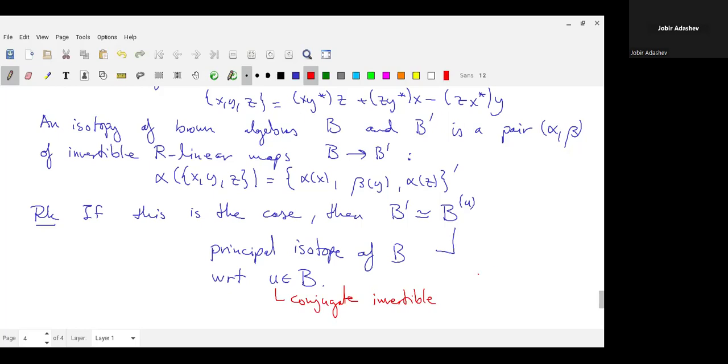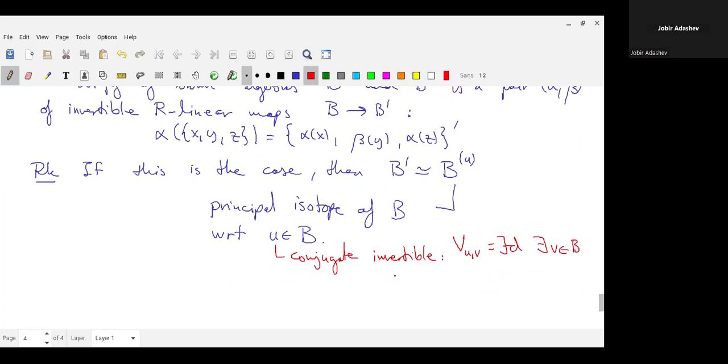And so what does this mean? This means that V of U V should be the identity for some V in B. And what is this V U V? Well, V U V of W is the triple product U V W. So in other words, being isotopic to a given Brown algebra is being isomorphic to a principal isotope of it.